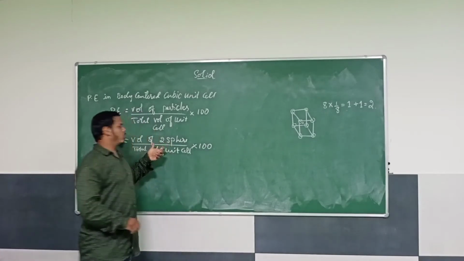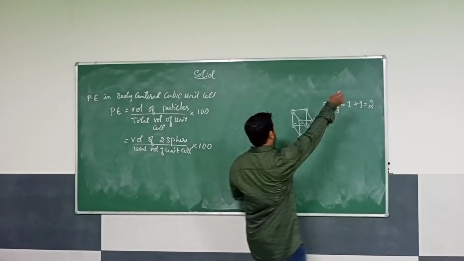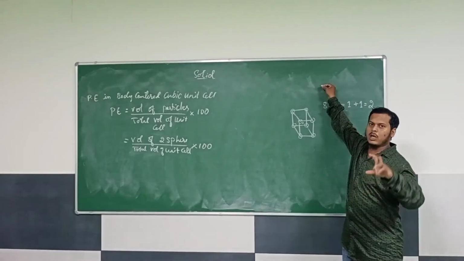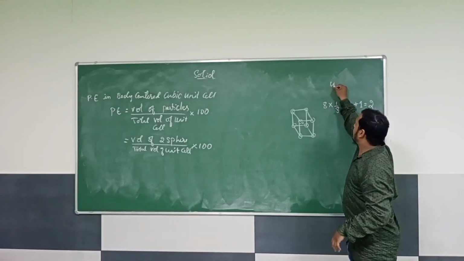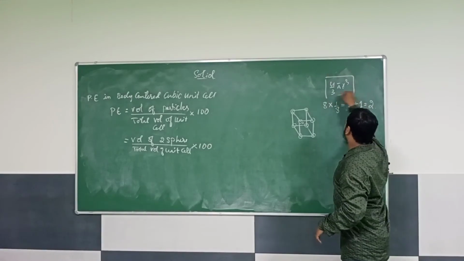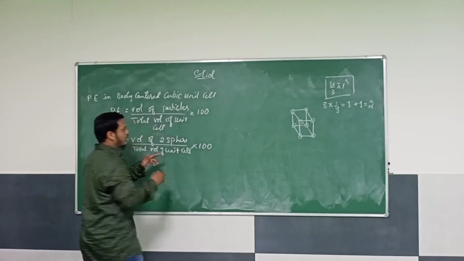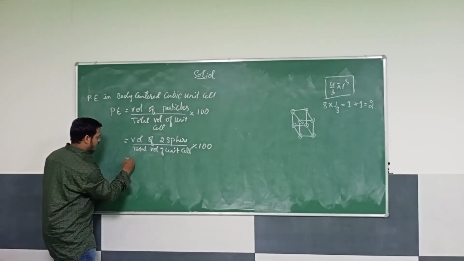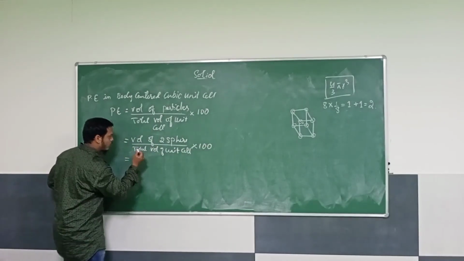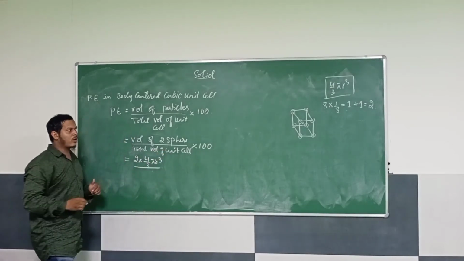So we talk about the volume of a sphere. What is the volume of a sphere? As I told in the last session, the volume of any sphere is 4 by 3 pi r cube. We have 2 spheres here, so it will be 2 into 4 by 3 pi r cube divided by the volume of the unit cell.